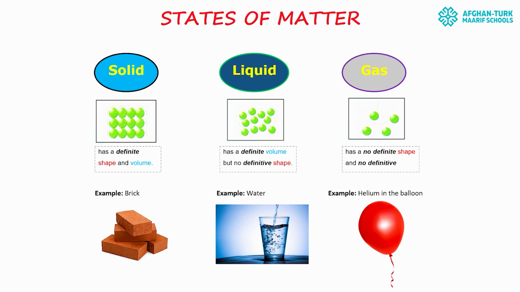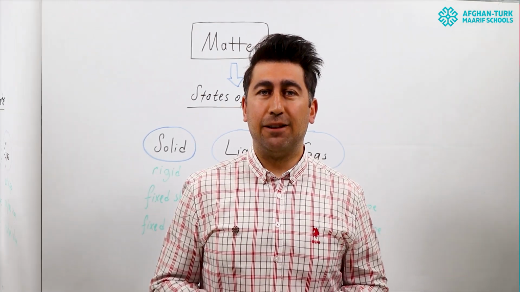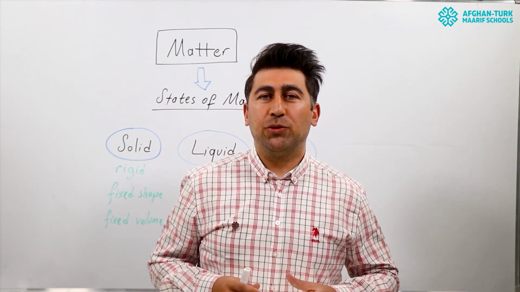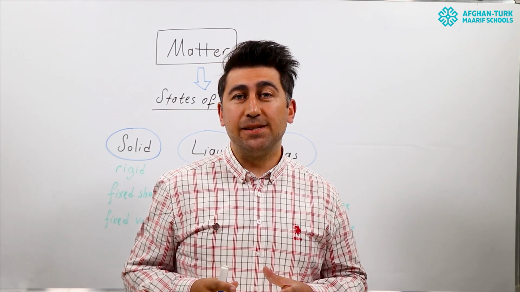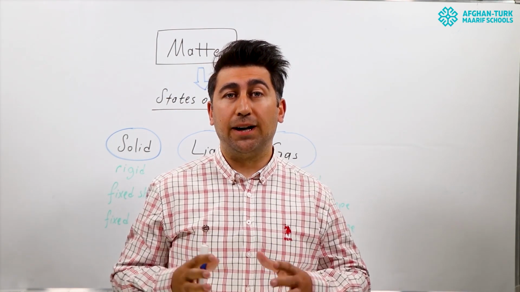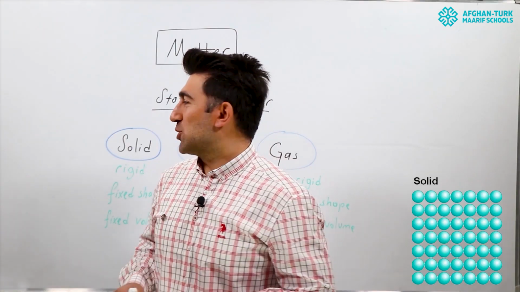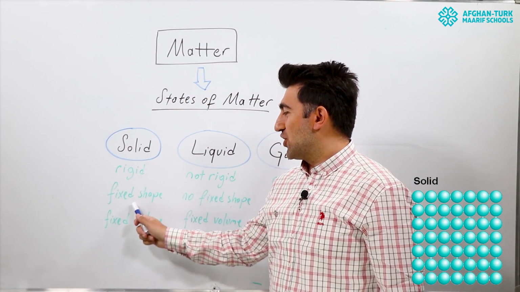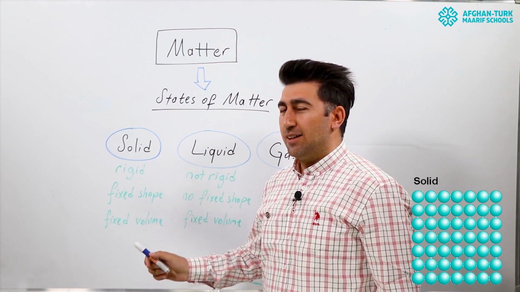So, what is mass and volume? Let me explain them very shortly. Mass is the amount of matter in an object and the volume is the amount of space occupied by the object. Continue. Solid is rigid, fixed shape, and fixed volume.